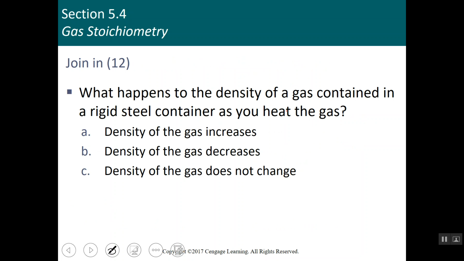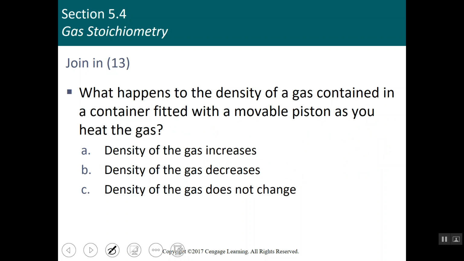All right, so let's finish up this PowerPoint by looking at some join-in questions. What happens to the density of a gas contained in a rigid steel container as you heat the gas? So if density is mass divided by volume, we have a gas in a rigid steel container, and we're changing the temperature, not changing the mass, not changing the volume. Therefore, the density is not going to change.